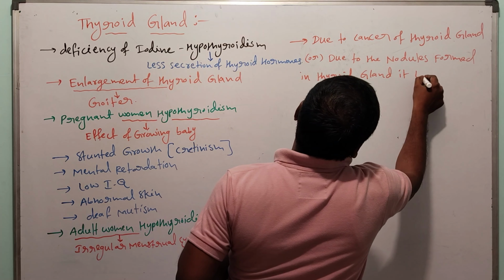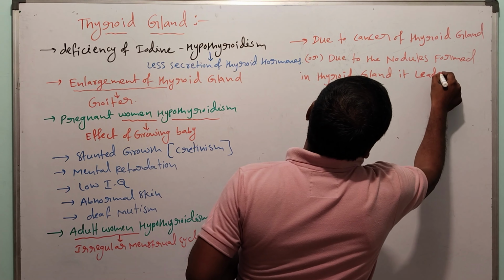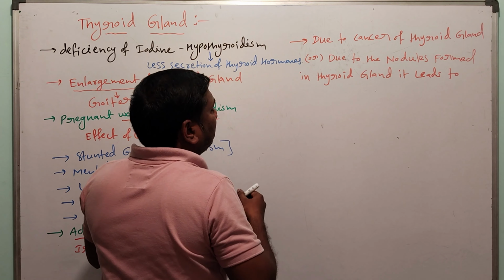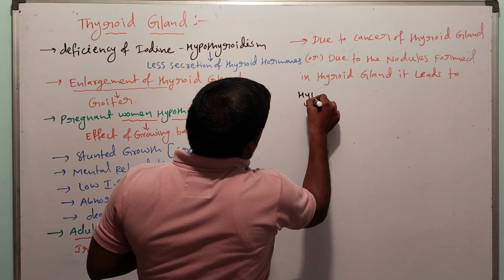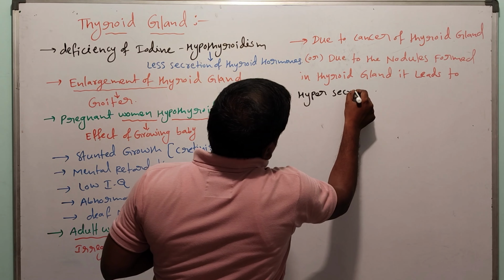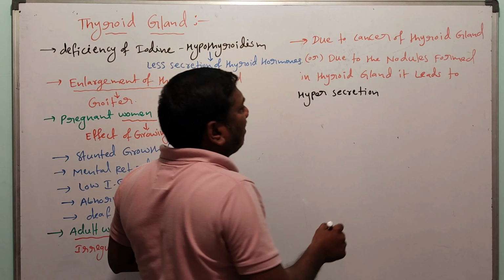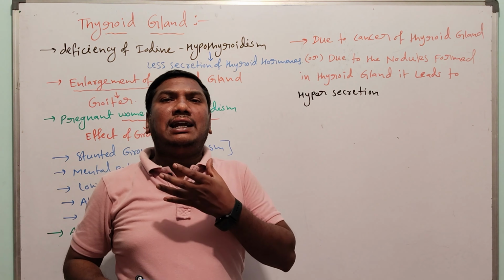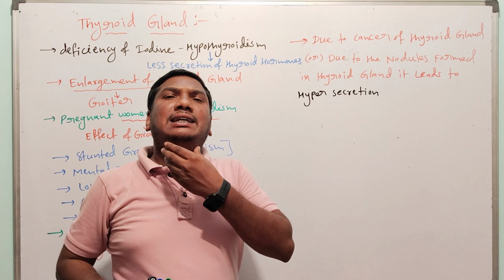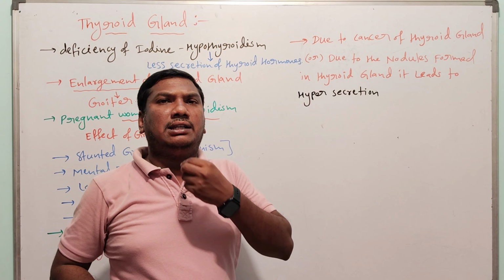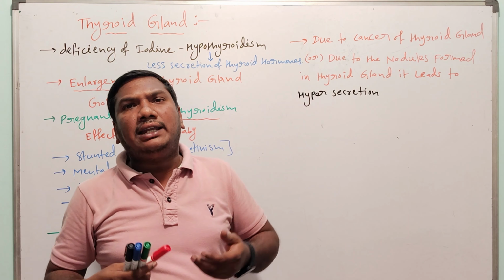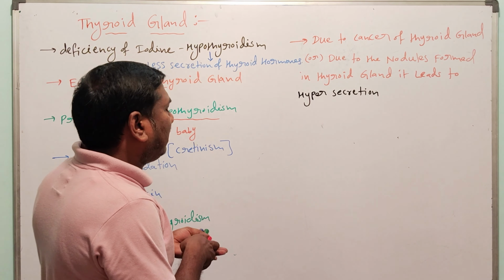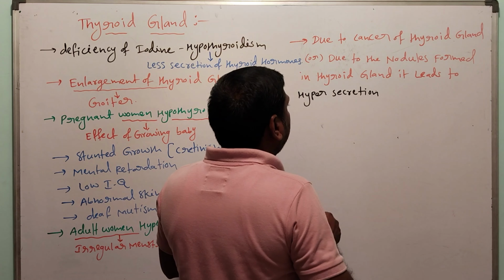It leads to hypersecretion. Hypersecretion means more secretion. So with the formation of cancer or nodules inside the thyroid gland, there is more secretion of thyroid hormones. That is called hypersecretion of thyroid hormones, and the condition is called hyperthyroidism.